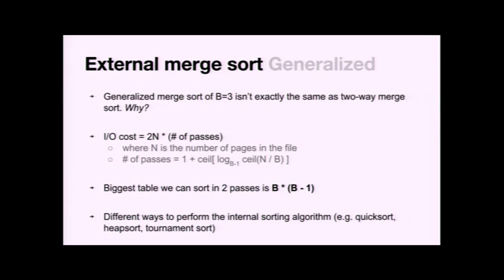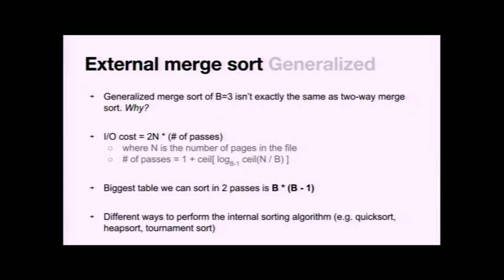Well, if we have n pages and we merge b minus 1 runs at a time, we have one pass for pass 0 where we create our runs, and then we have log with base b minus 1 of n divided by b pages that we're merging. So that's how many passes it takes for us to fully merge.